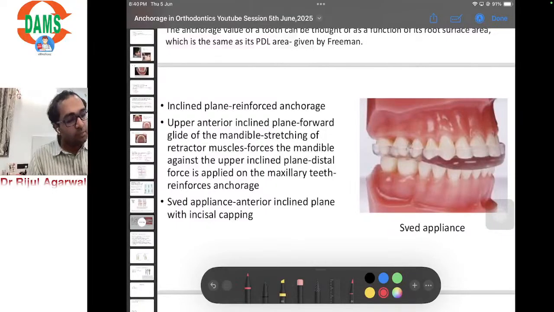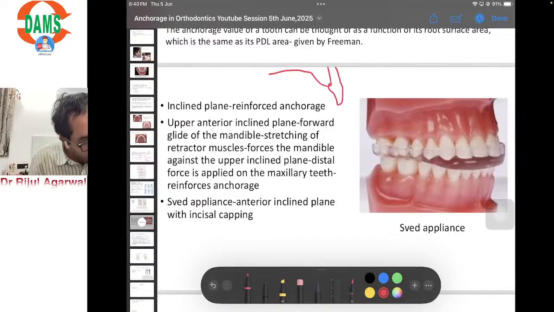So what happens? This is the upper teeth, this is the palate, and this is the inclined plane, the upper anterior inclined plane. The lower teeth come and sit or lock inside this anterior inclined plane, so they are glided forward. Lower teeth are attached to the lower jaw or the mandible. The mandible is attached to the TMJ, the temporomandibular joint, through the retrodiscal tissue, so that there is stretching of the retractor muscle, which forces the mandible forward against the upper anterior inclined plane. So this was the desired effect for which we gave the upper anterior inclined plane.